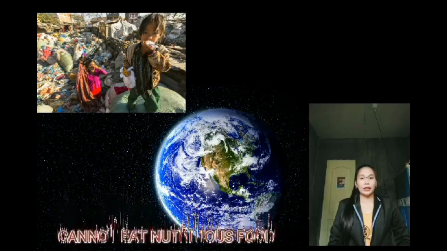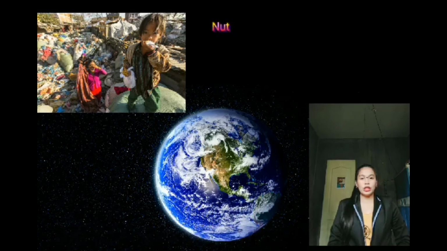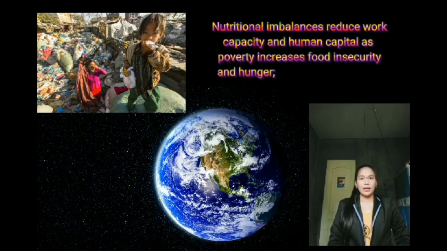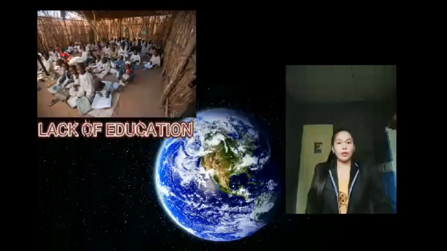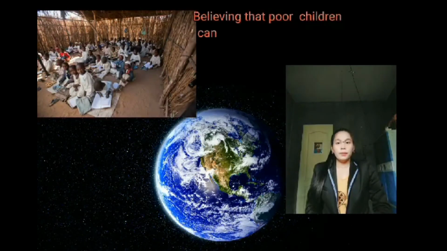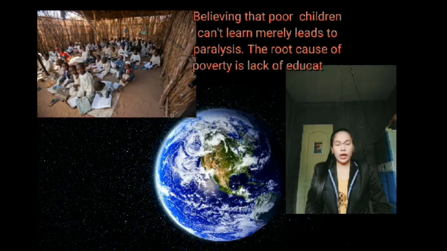Cannot eat nutritious food. Nutritional imbalances reduce work capacity and human capital as poverty increases food insecurity and hunger, which contributes to the problem of malnutrition. Lack of education. Believing that poor children cannot learn merely leads to paralysis. The root cause of poverty is lack of education.